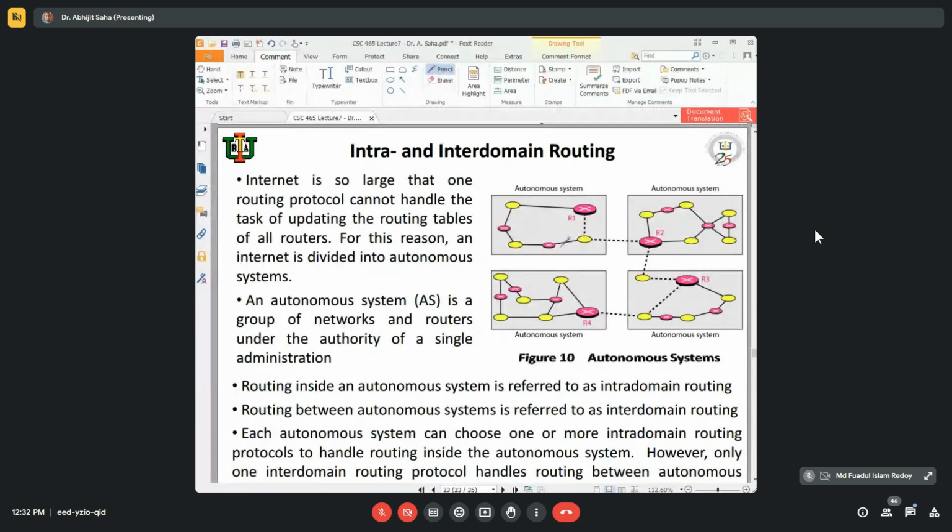So whatever it is in the autonomous system, we are going to use the intradomain routing protocol. Inside the autonomous system, we have several protocols like RIP and OSPF. Inside the autonomous system, we can use any routing protocol, and it is also possible to use more than one routing protocol.